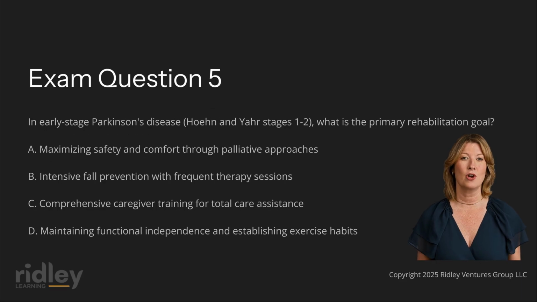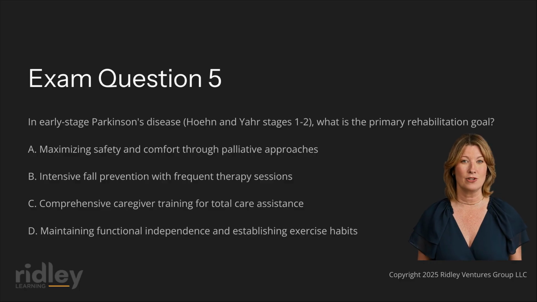Question 5. In early-stage Parkinson's disease, Hoehn and Yahr stages 1 through 2, what is the primary rehabilitation goal? The correct answer is D. Maintaining functional independence and establishing exercise habits. Rationale. In the early stages of Parkinson's disease, patients typically retain substantial motor function and physical capability. This represents a critical window of opportunity for rehabilitation.